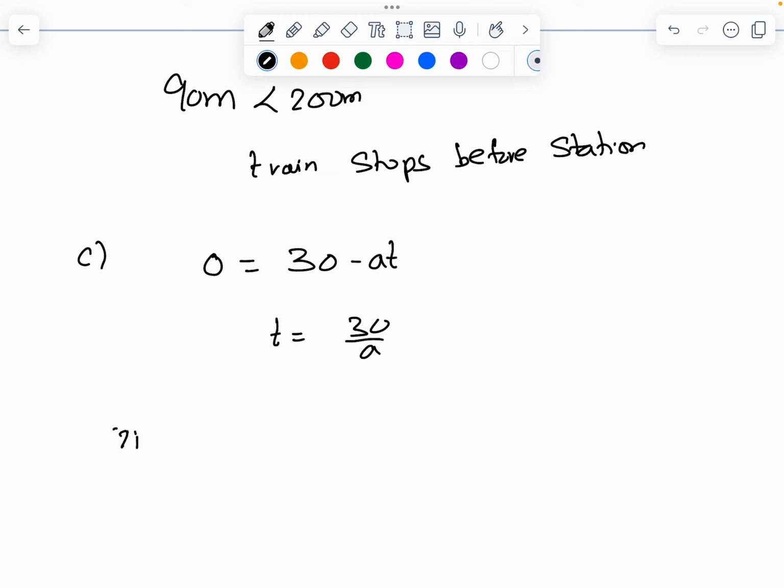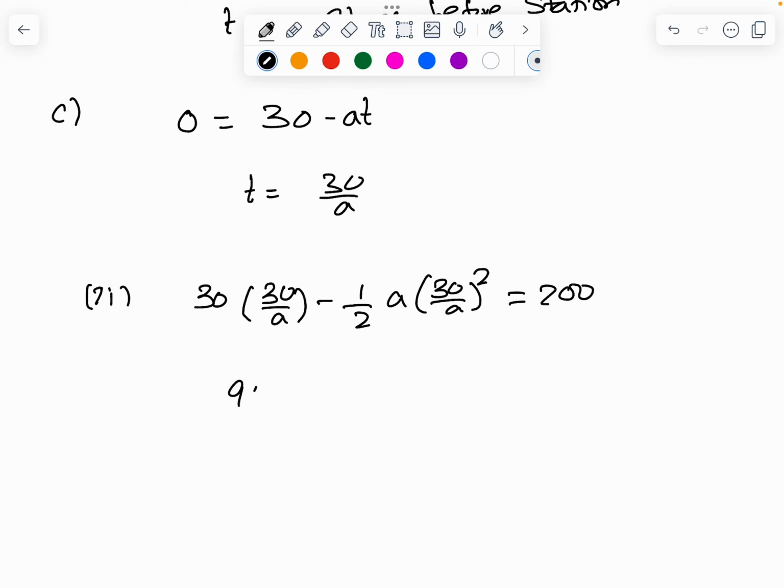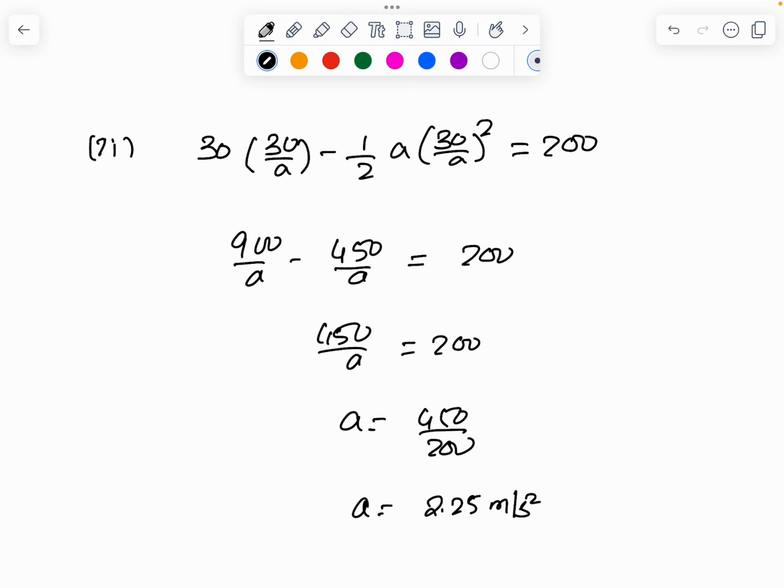Now for part 2, the distance is 30t minus half A t square. With t equal to 30 upon A, the whole square should be equal to 200 because it is stopping at the station. So 900 upon A minus 450 upon A equals 200, which is 450 upon A equals 200. So A equals 450 upon 200. So A equals 2.25 meters per second square.